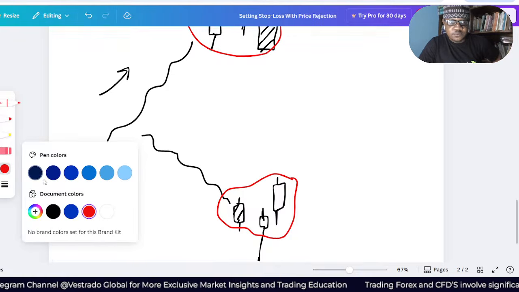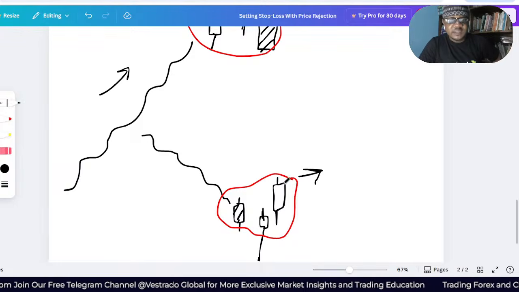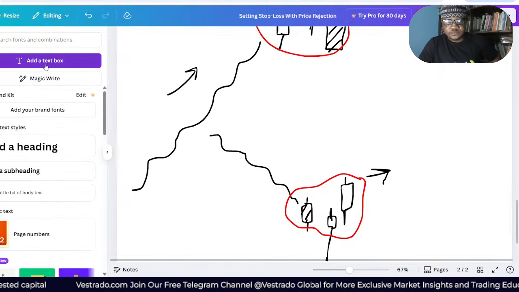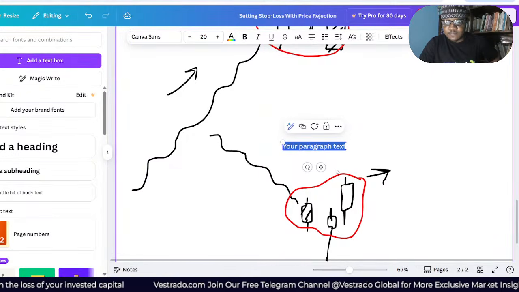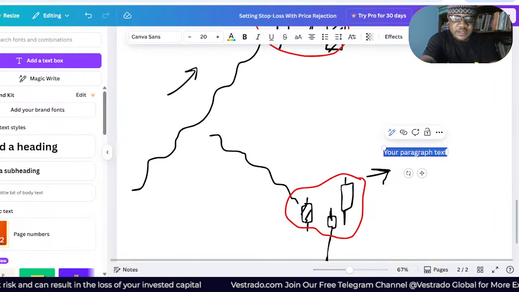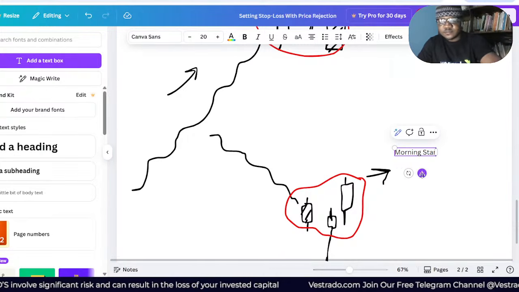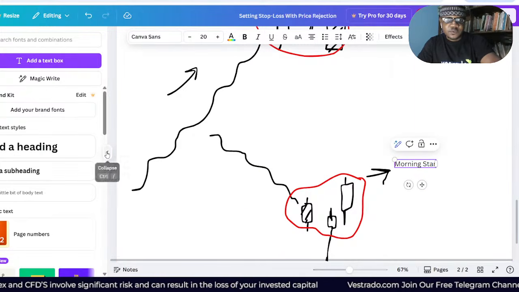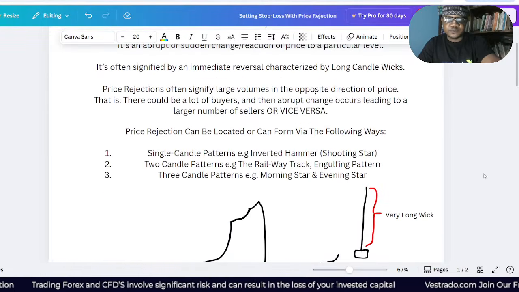And this guy right here, this is not a typical morning or evening star. It's a morning and evening star with a long wick on the middle candle. So pay attention to that. So you have this, the morning star, right? Great. So let's add a final point here.